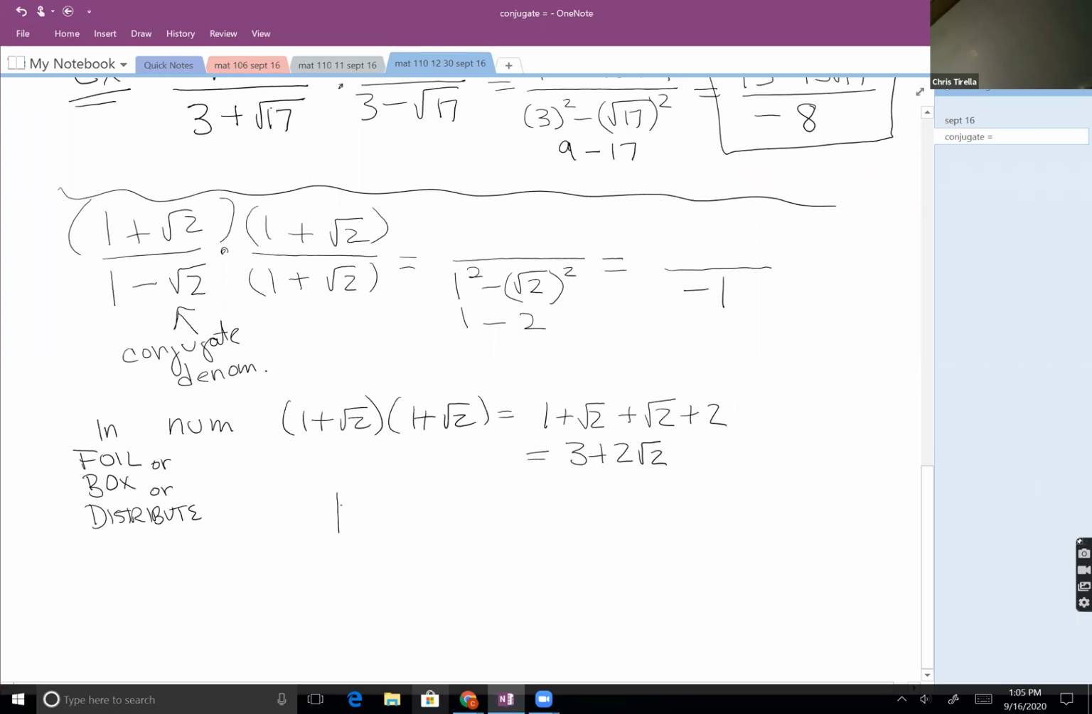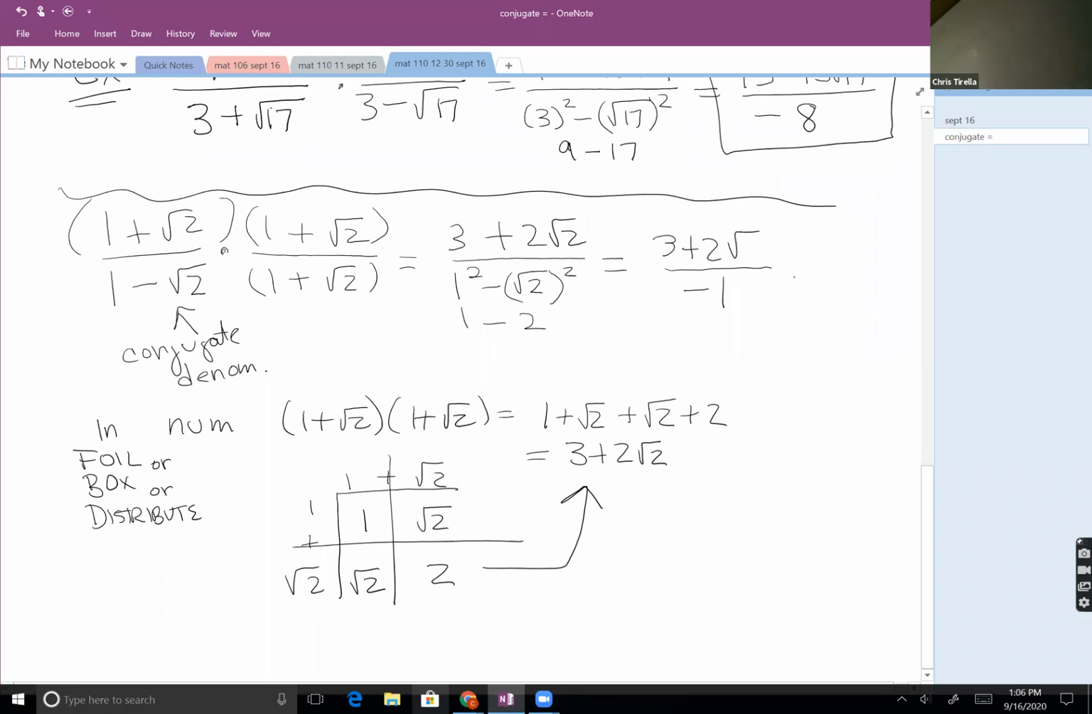If you're a boxer, we've got 1 plus radical 2 times 1 plus radical 2. 1 times 1 is 1. 1 times radical 2 is radical 2. 1 times radical 2 is radical 2. Radical 2 times radical 2 is 2. And so it takes us to the same place. So here in the numerator, I have 3 plus 2 radical 2. And then dividing by negative 1, my final answer would be negative 3 minus 2 radical 2.